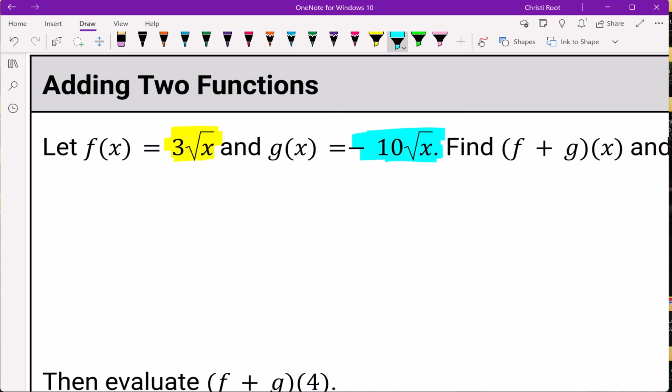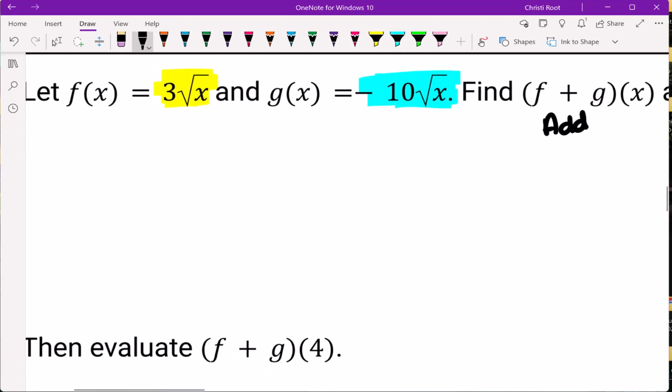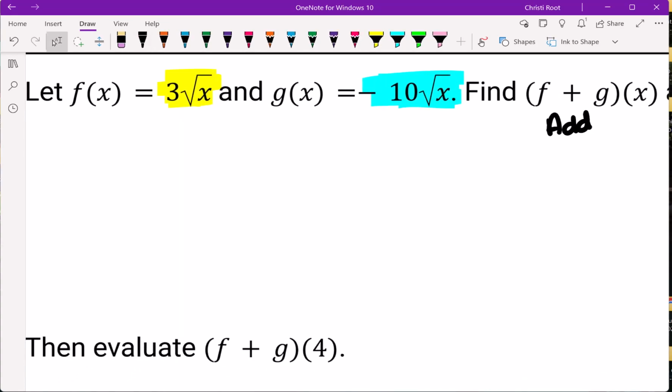These are both square root functions, okay? So in this problem right here, it says find f plus g of x. That just means to add. So that's the notation that it looks like. I'm going to go ahead and write the notation that makes a little bit more sense. We're going to add f of x to g of x.